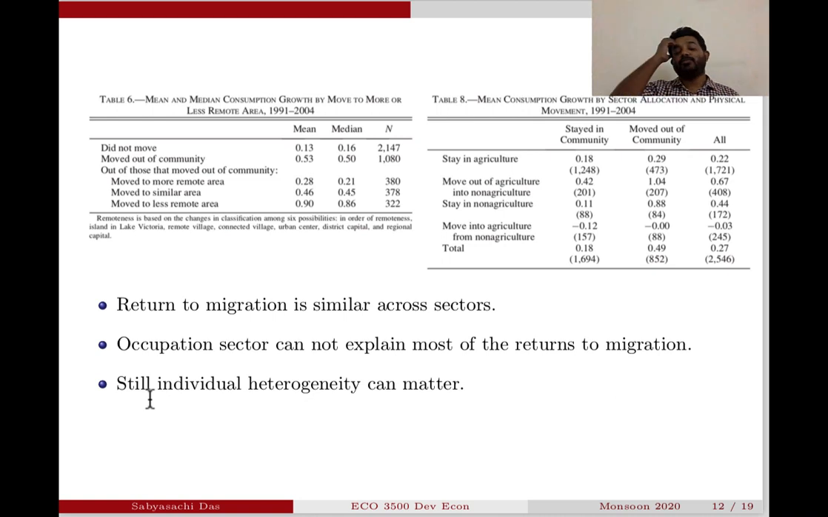So now it still could be the case that it's not the occupation that is shaping the return to migration. There is something about the act of migration that is helping them get better income. The question is, is it still the case that individual heterogeneity is important? It's still the case that it's the motivated people who would have earned higher income even if they had stayed, but that's what's being captured by this migration. Okay?